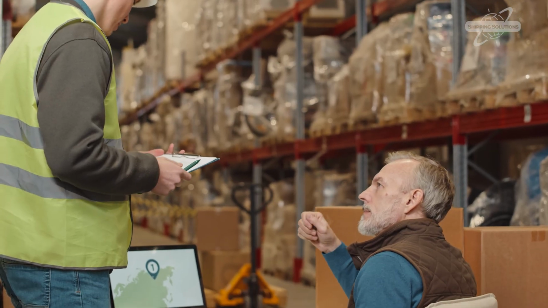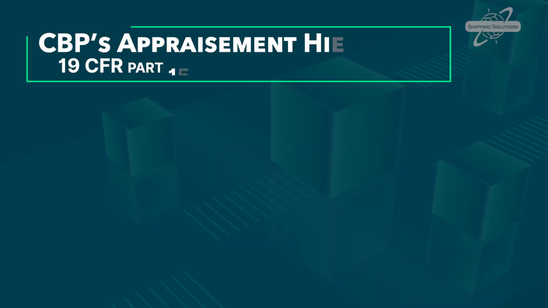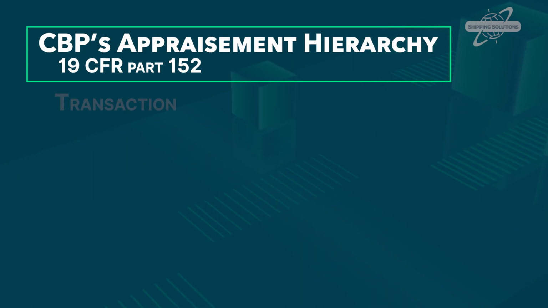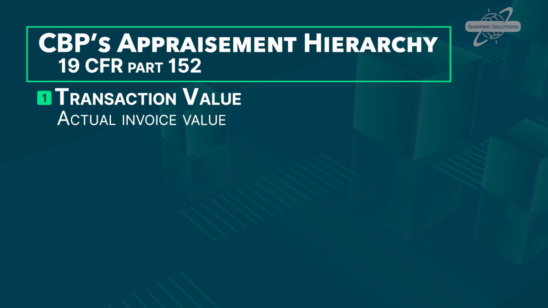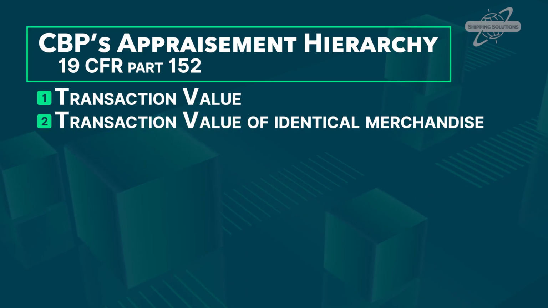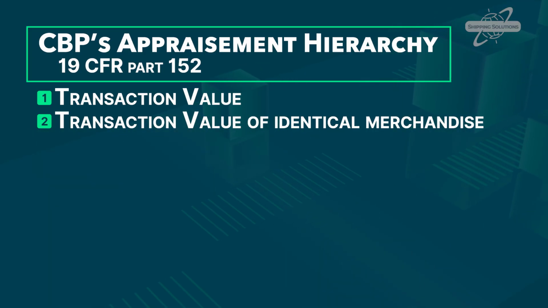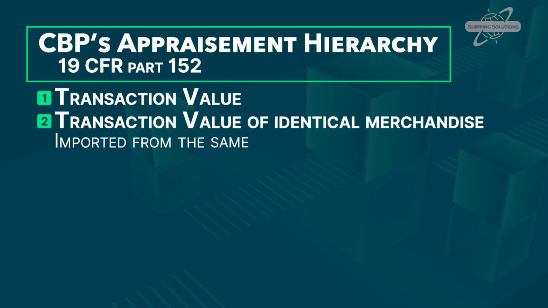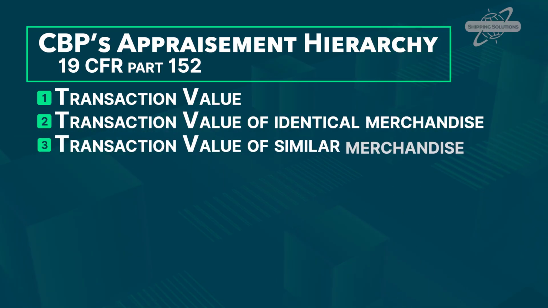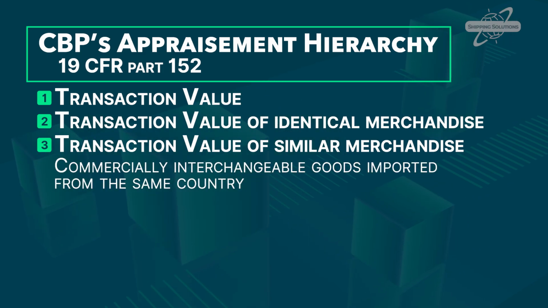If the transaction value isn't available or acceptable, CBP follows this appraisement hierarchy found in 19 CFR Part 152. Transaction value. This is the actual invoice value. Transaction value of identical merchandise. If the invoice value isn't available, CBP looks at the transaction value of identical goods imported from the same country and within the same product category. Transaction value of similar merchandise. If identical merchandise isn't available, CBP uses the transaction value of commercially interchangeable goods imported from the same country.